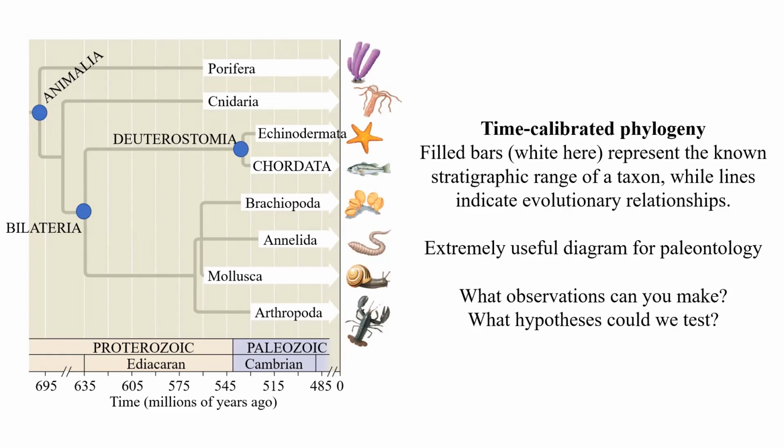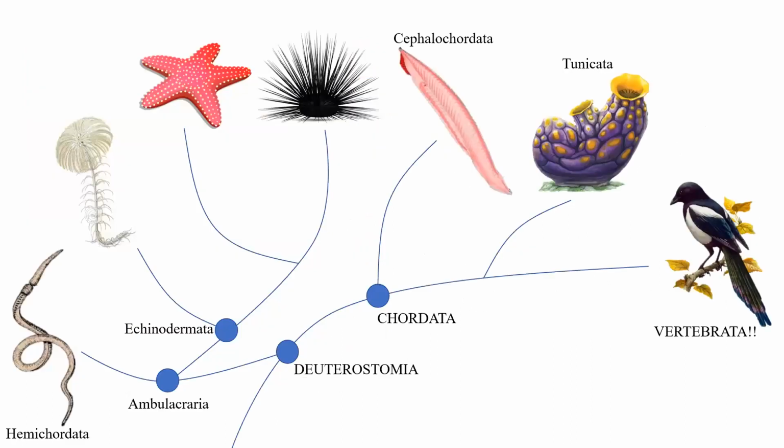But if you don't have a hard part yet, maybe you can't find your fossils. So that's really cool. That's exactly the kind of stuff we should be thinking about when we get into the early evolution of animals. At the beginning of animal evolution, everybody's pretty squishy. So here's a little zoomed in phylogeny of us deuterostomes.